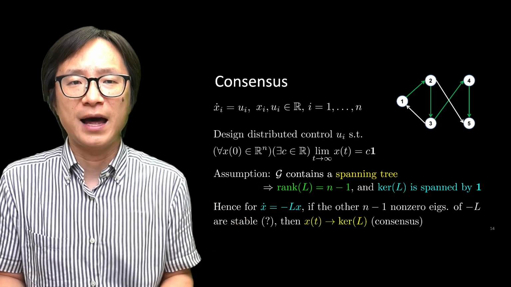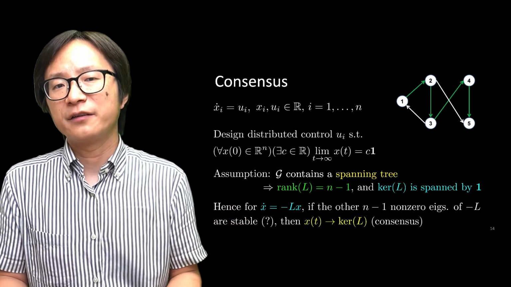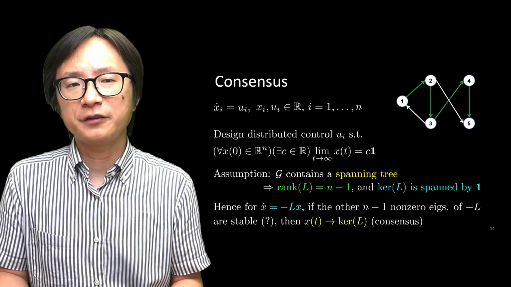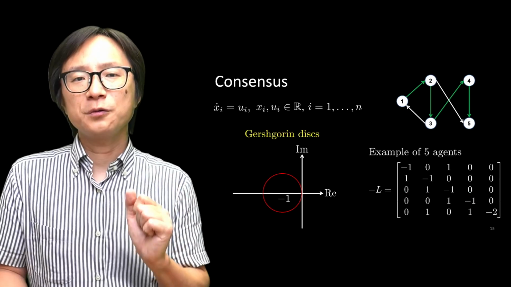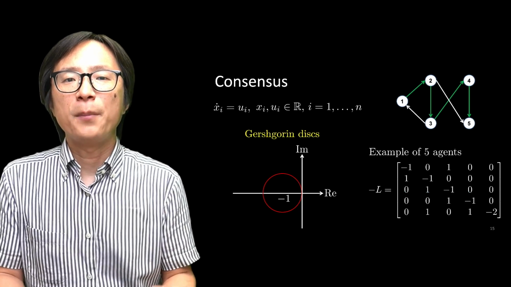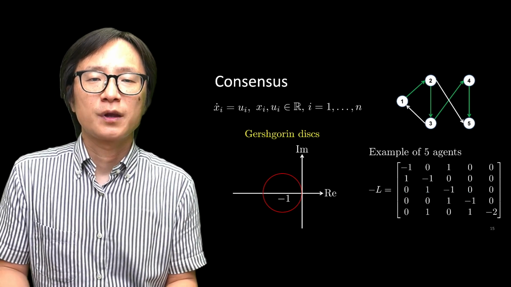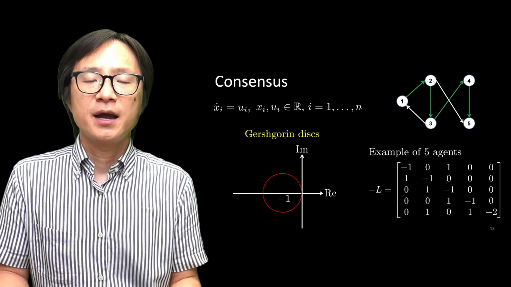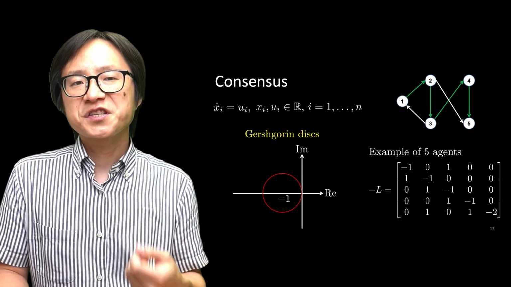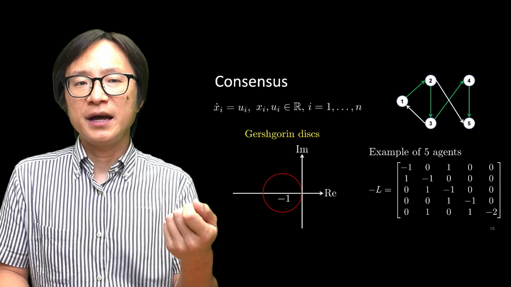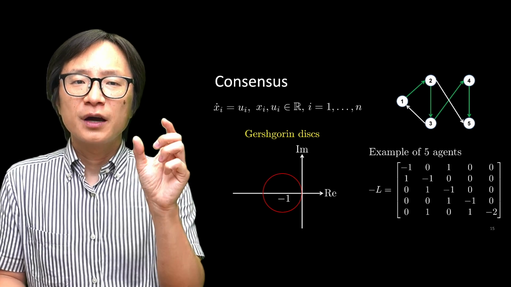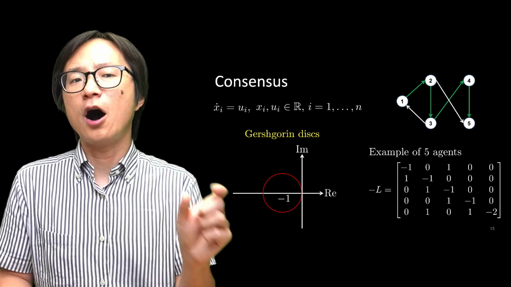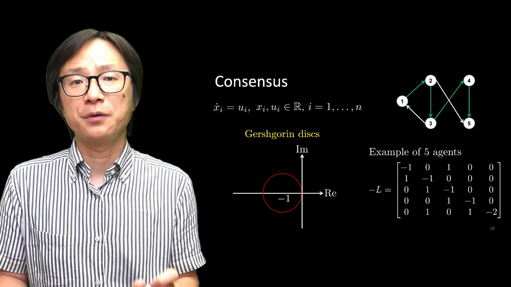That means that the state will converge to a consensus. But is it true that the eigenvalues of minus L are stable except for the single eigenvalue 0? It is true, and it can be seen by Gershgorin disks. So a Gershgorin disk for a row of a matrix is a disk whose center is at the diagonal entry, whose radius is the sum of the absolute values of the off-diagonal entries on that row.